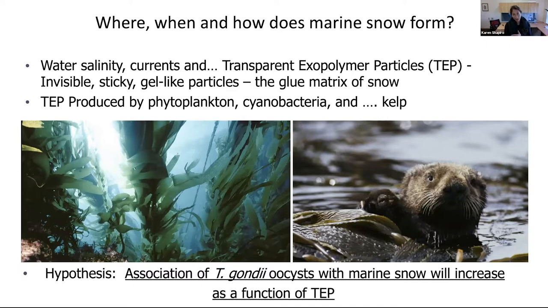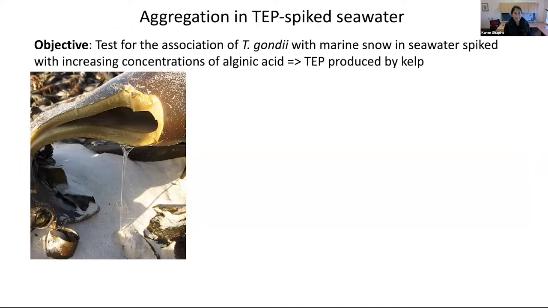So I'm going to take you through a series of experiments to show you how we unraveled what happens with toxoplasma in specifically marine habitats where sea otters live. So through this first experiment, we tested for the association of oocysts with marine snow in seawater that we added TEP to. So we spiked in a compound called alginic acid, which is one specific type of TEP.